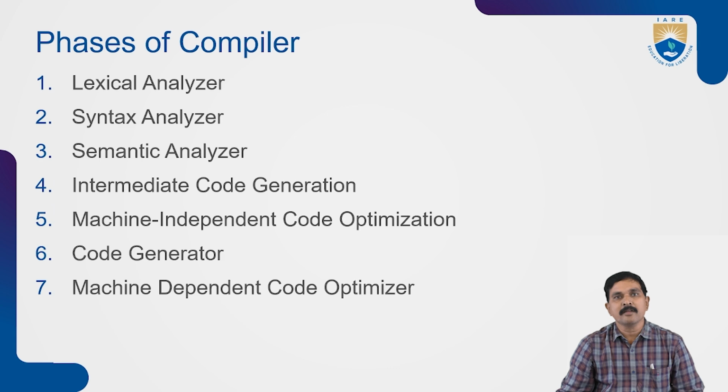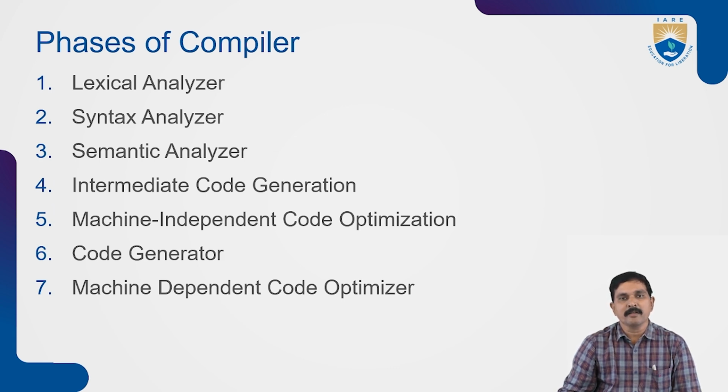Later, we have to see the phases of the compiler. These are very important things before designing the compiler. You must know what the important phases of the compiler are. So I am coming to that one by one: lexical analyzer, syntax analyzer, semantic analyzer, intermediate code generation, machine independent code optimization, code generator, machine dependent code optimizer. So these are the important phases of the compiler.